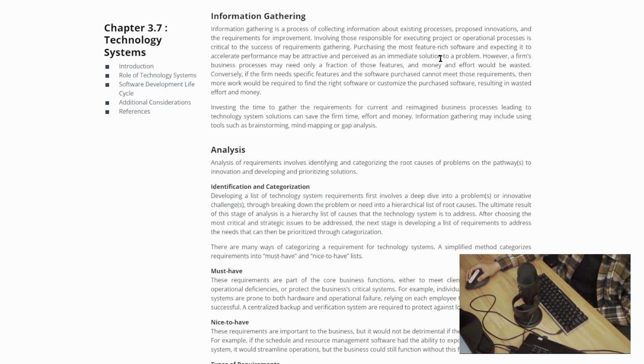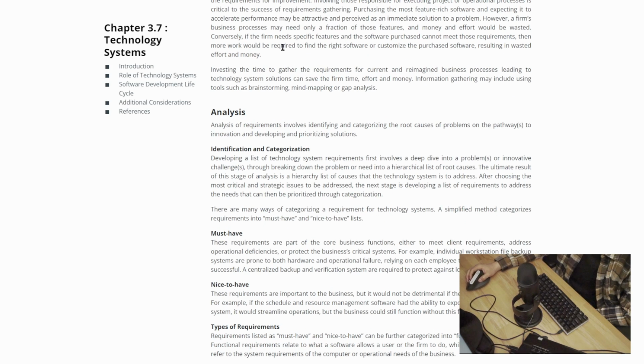Purchasing the most feature-rich software and expecting it to accelerate performance may be attractive and perceived as an immediate solution to a problem. However, a firm's business processes may need only a fraction of those features, and money and effort would be wasted. Conversely, if the firm needs specific features and the software purchased cannot meet those requirements, then more work would be required to find the right software or customize the purchased software, resulting in wasted effort and money.